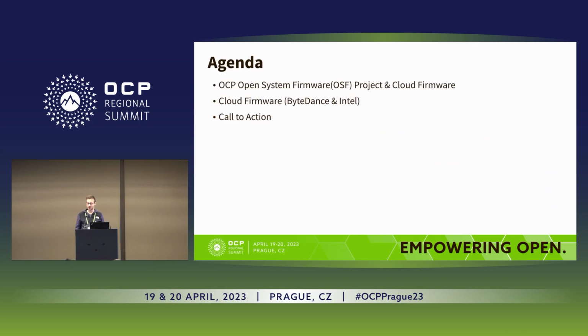So what do we talk about today? First of all, the open system firmware project itself under the OCP, and also the term cloud firmware. Cloud firmware is a new term that was created basically by the open system firmware project. And then the execution, like how it was implemented on the ByteDance side, because ByteDance actually implemented it in their own infrastructure. And I will leave you with a call to action to get you involved.